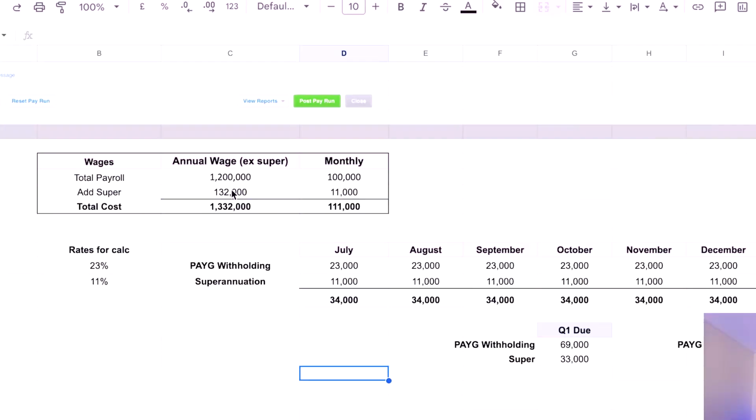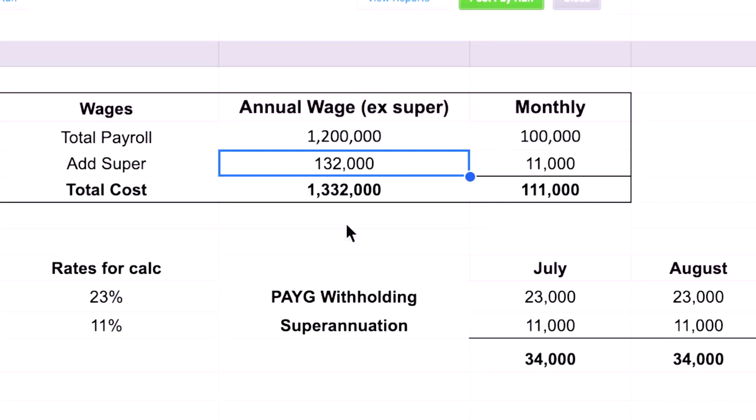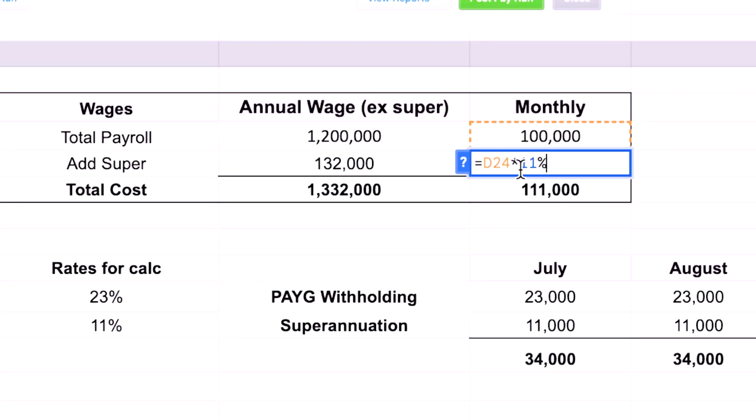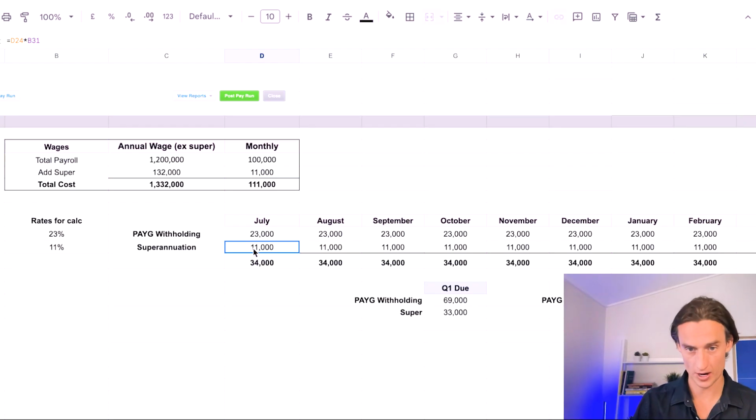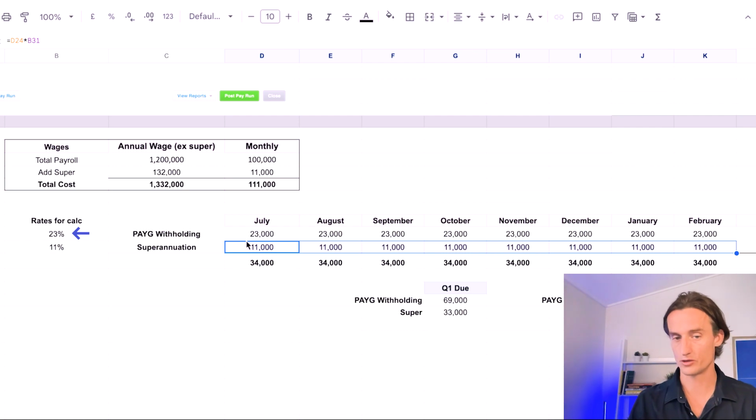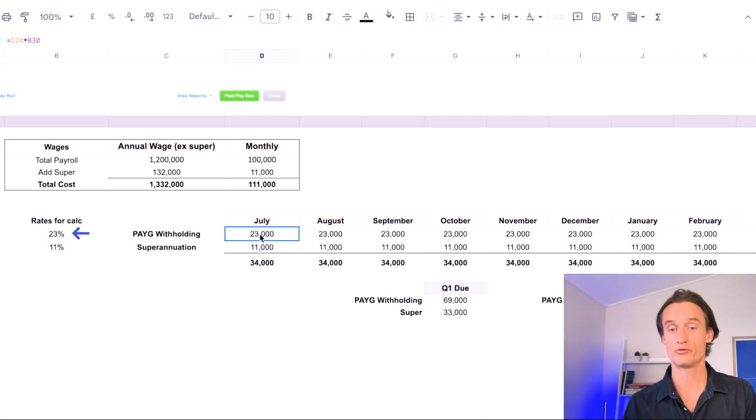Anyway, how it's calculated. Employment liabilities, assuming it's a $1.2 million business with super on top, so 1.3 total. Each month we're paying about 100 grand in wages plus 11 grand in super. The 11 grand prediction of super each month is fairly simple. It's just 11% of 100 grand. And then for this very simple forecast, I've assumed around 23% withholding on each month's bill. That exact percent will change depending on the makeup of your team. Some people are on higher marginal rates, the high paid people, lower paid will be on lower rates. So it depends on your team mix, but this is just a simple approximation.